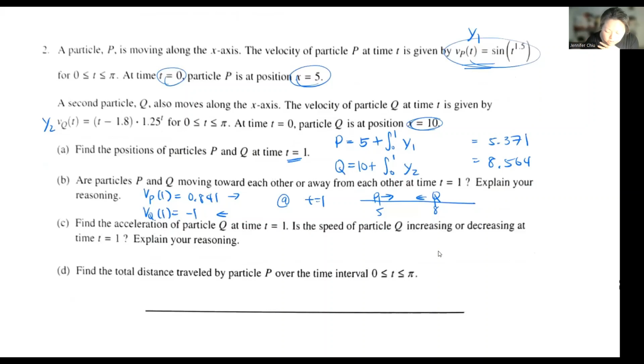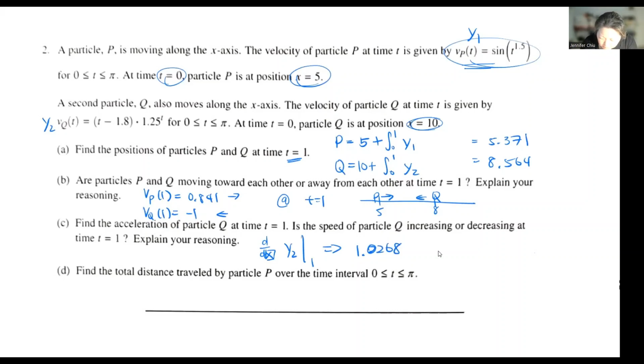Find the acceleration of particle Q at t equals 1. So again, this is where your calculator is really good. If you use math 8, it gives you the derivative at that point. So if you use math 8, it will say dx, you put in the x, right, of your function, so that's y2, evaluated at t equals 1. So that would give you your acceleration, and that will give you 1.0268. Very, very quick, right?